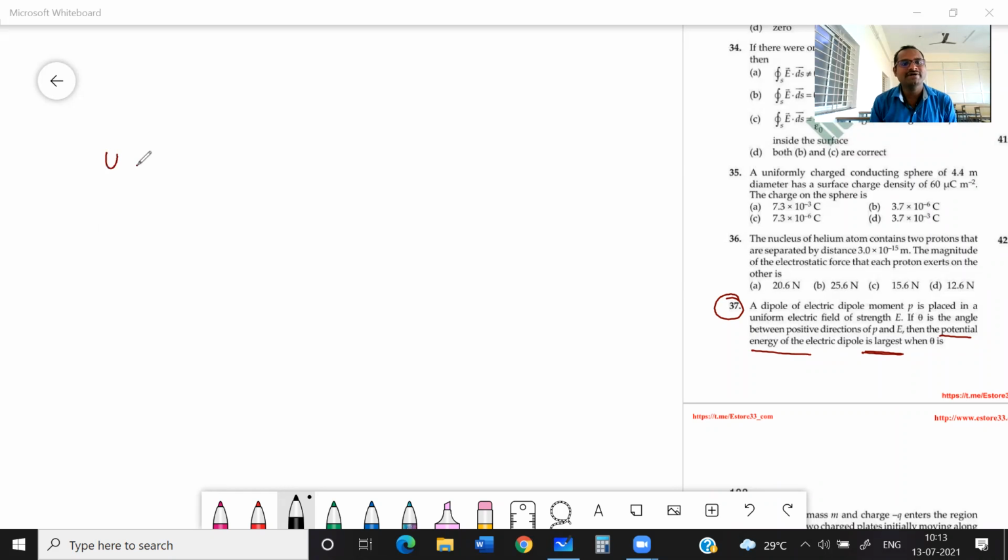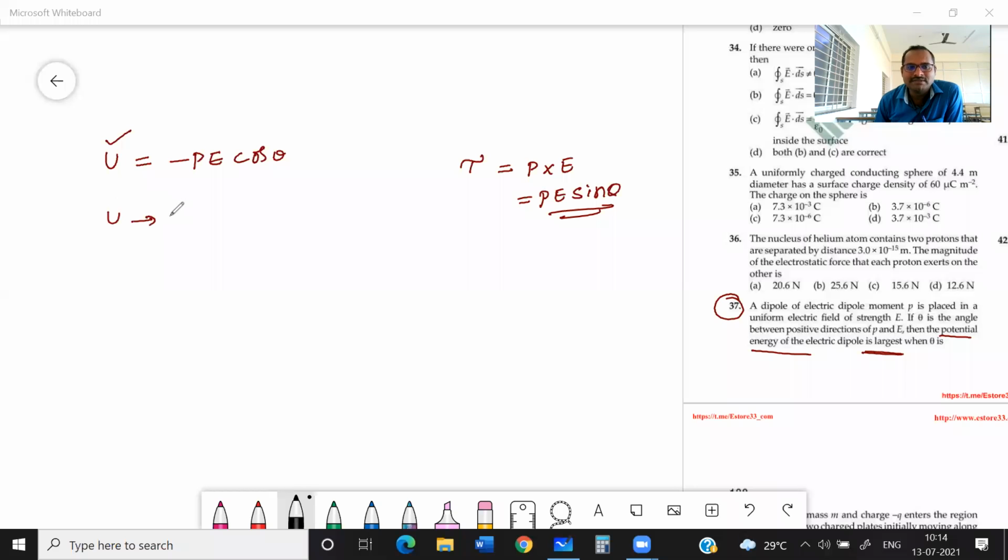See, the potential energy of a dipole formula is minus Pe cos theta. As we know from the derivation, torque is P cross E, or otherwise P E sin theta. About this potential energy of a dipole, in the next chapter we will discuss. Just remember the formula. Potential energy of a dipole placed in an electric field is given as minus Pe cos theta. Clear? Now, when this potential energy is maximum, for U to be maximum, what should happen, Anna?